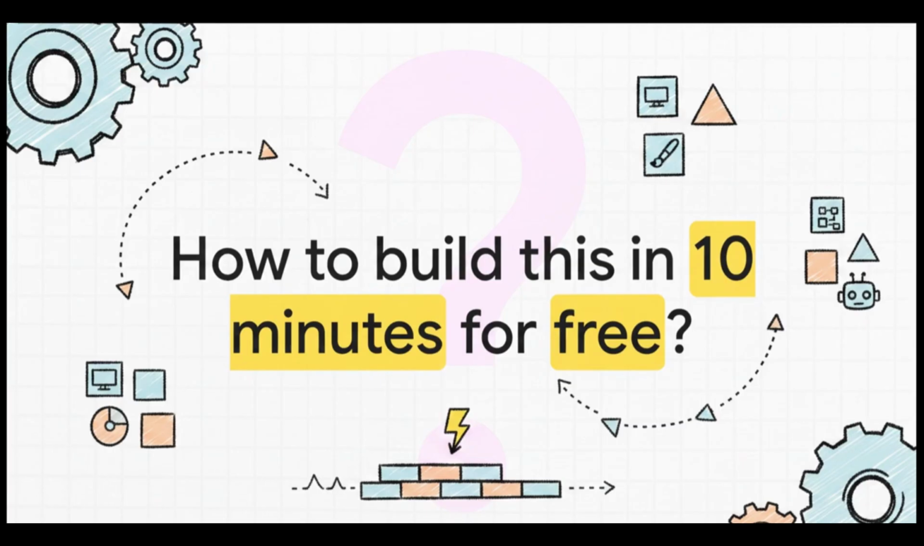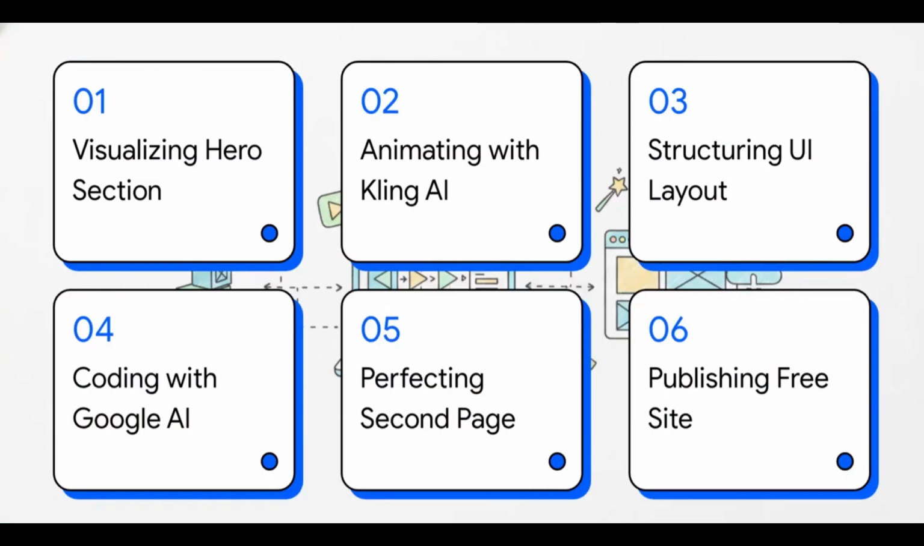So, the big question, how do we actually pull this off? Well, the secret sauce is stacking the right free AI tools in the exact right order. We aren't just relying on one magic platform. We're orchestrating a very specific workflow to eliminate manual coding and design entirely. Here's our game plan. We'll hit Visualizing the Hero section, Animating with Kling AI, Structuring the UI layout, Coding with Google AI, Perfecting the second page, and finally, Publishing your free site.